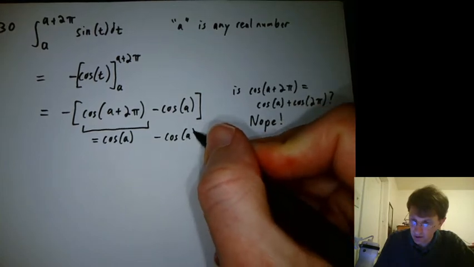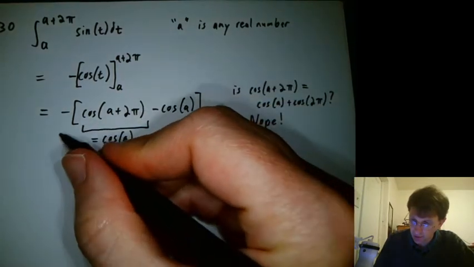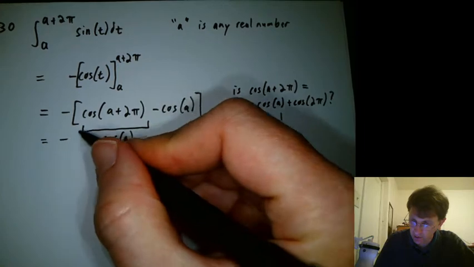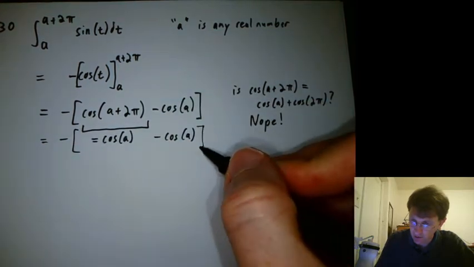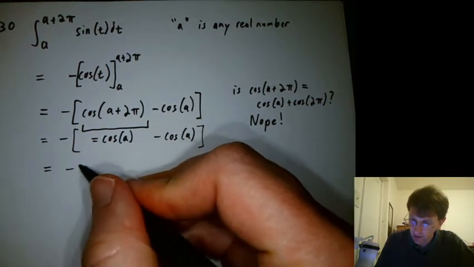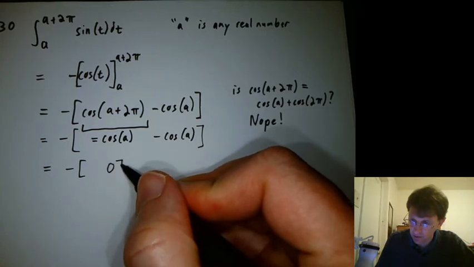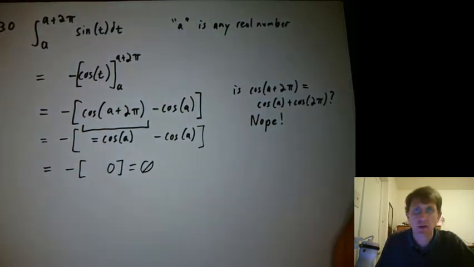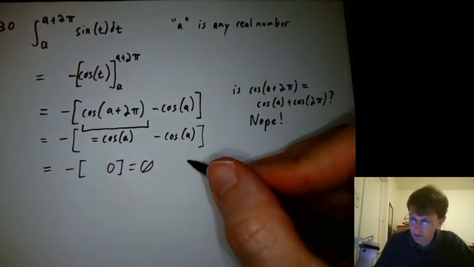Minus cosine of a, and we have a minus sign out there. And so altogether we get minus 0, or just 0. So what's going on there? Let's look at Desmos.